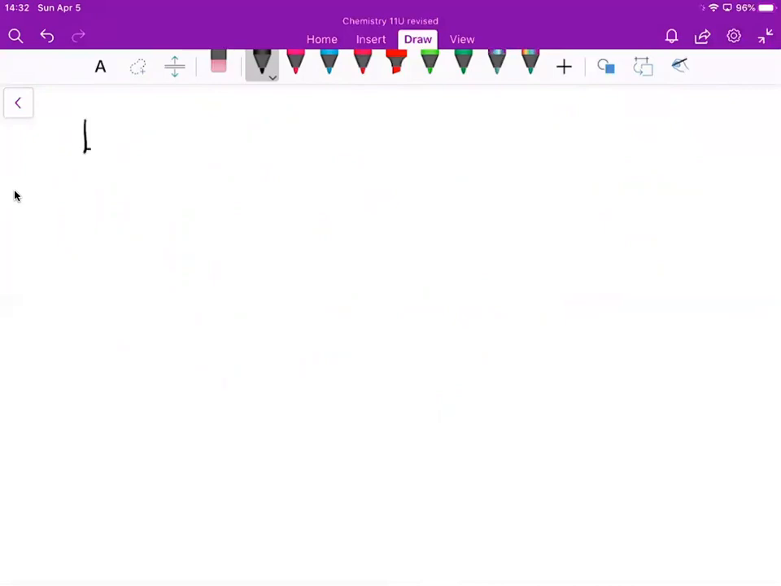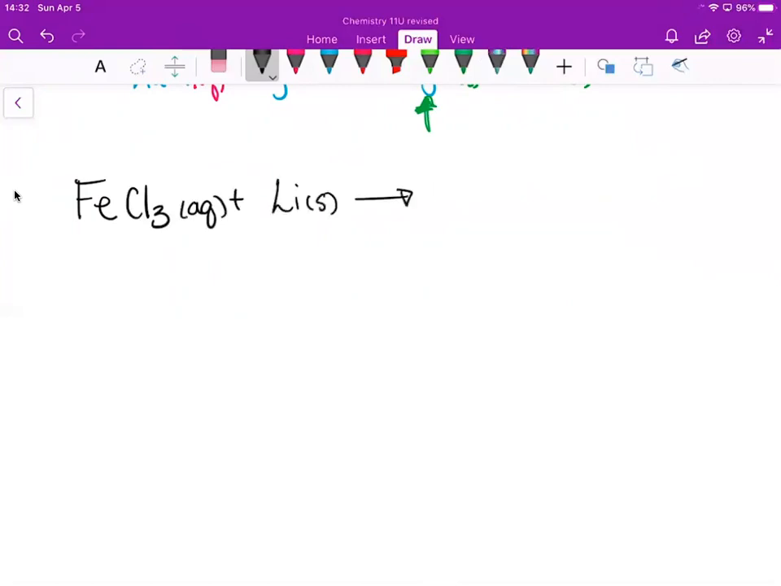So I'm going to take, let me see, let's take iron. I should have really thought of these before. Plus, let's do lithium. Okay, so this is what the question is going to look like. You know that lithium is able to displace iron, and so it's going to kick it out, and you're going to get lithium chloride plus iron, just iron by itself.